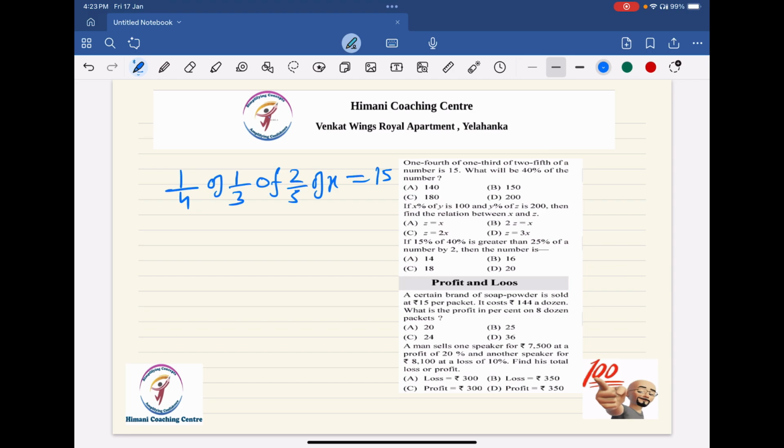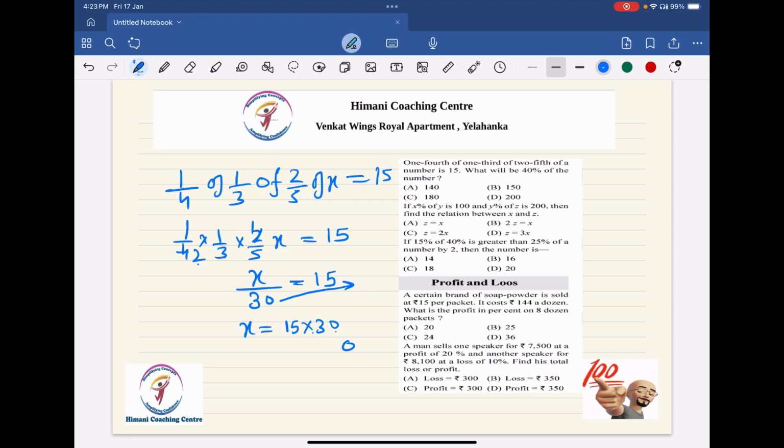So how do we find "of"? We just multiply. So 1 by 4 times 1 by 3 times 2 by 5 of x is equal to 15. Okay. We can simplify this. The 2 and the 4 cancel. So now, the numerator is just 1x, so I can write x. The denominator is 2 into 3, 6, into 5, 30, which is equal to 15. Now what will we do? 30 goes up, cross multiply. x equals 15 into 30, keep 0, and 3 times 15 is 45. So the number is 450.